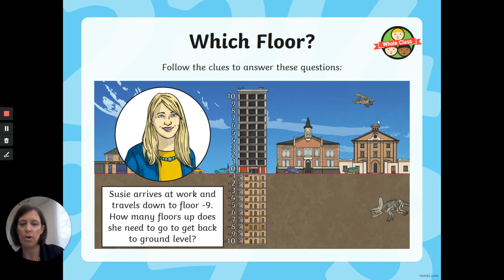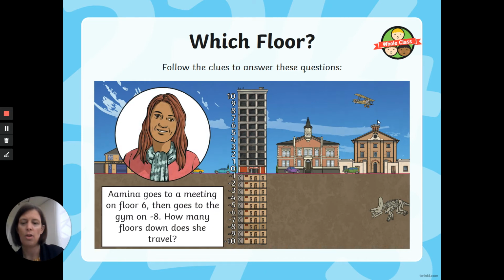Susie arrives at work and she travels down to floor -9. How many floors does she need to go to get back to the ground level? So she comes in at 0 on the ground level. She goes down to floor -9. How many floors will it take her to get back to the ground? Watch the lift going up there. You can see it will take her 9 floors. Well done if you got that one.